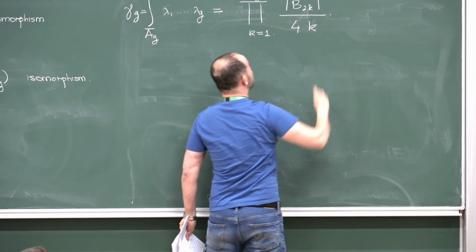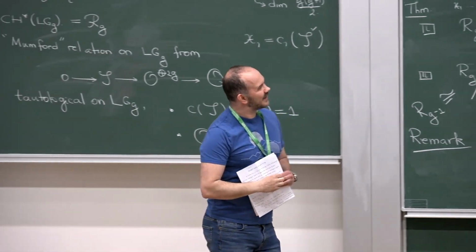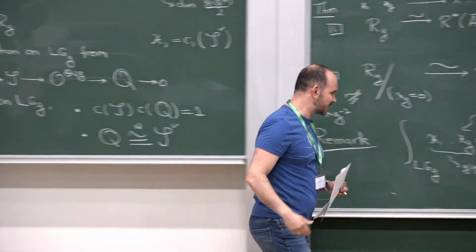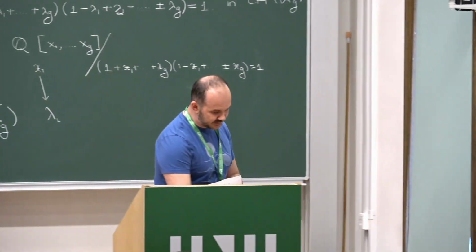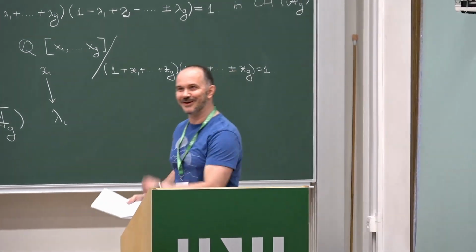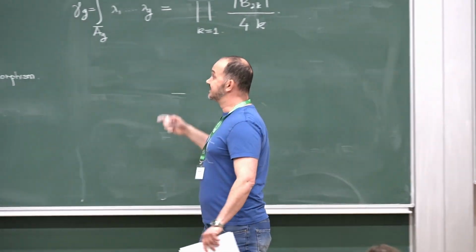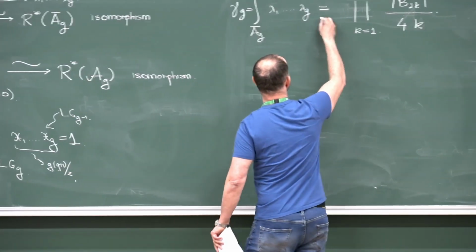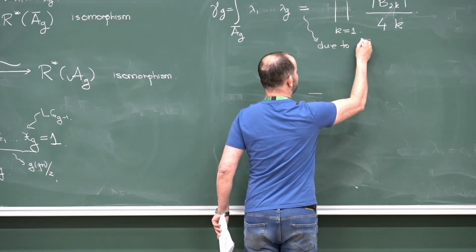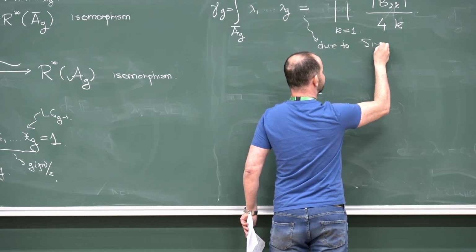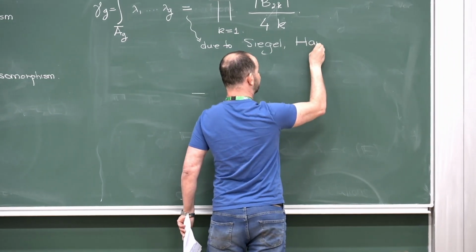So you can ask, how does one get this number? How do Bernoulli numbers appear in this situation? And this is an even older story than the story that I've been reviewing. It goes back to Siegel and Harder. So this calculation is due, I suppose, first to Siegel, and then generalized slightly by Harder.